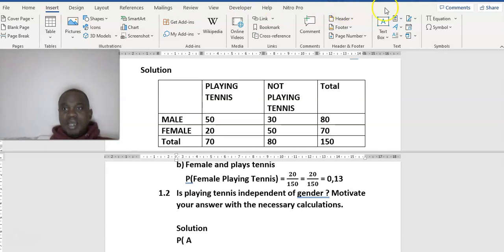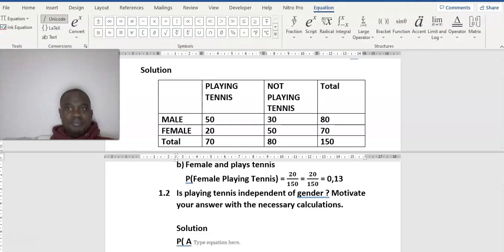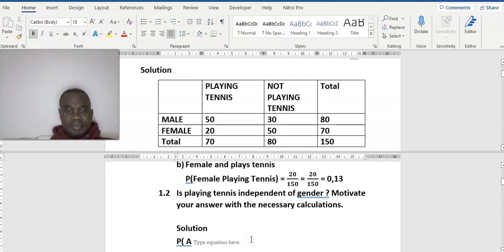Now I want to write it: A intersection B. This is my intersection, A intersection B, that is A and B. In other words, the probability of A and B should be equal to the probability of A times the probability of B. That's the meaning of A intersection B.